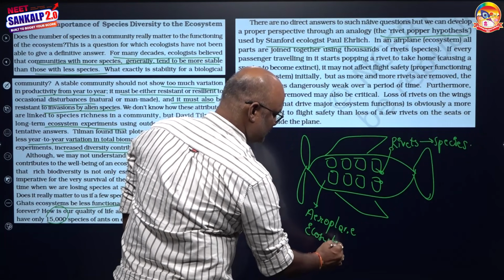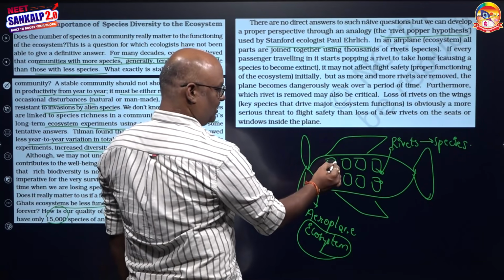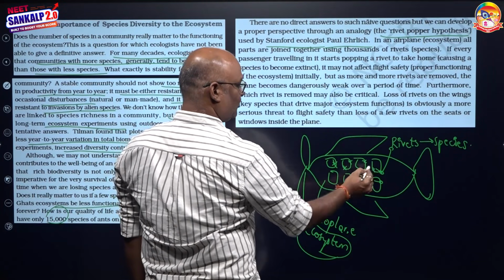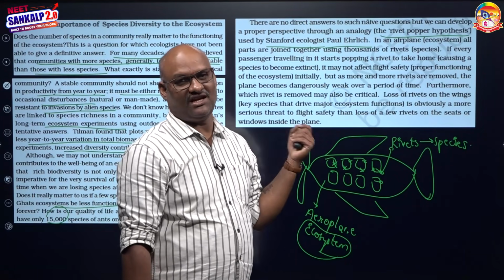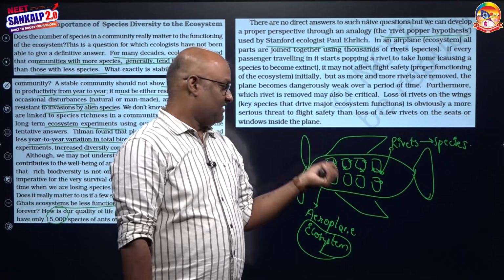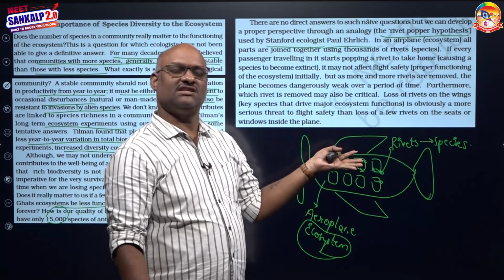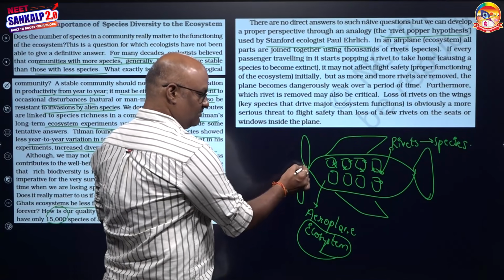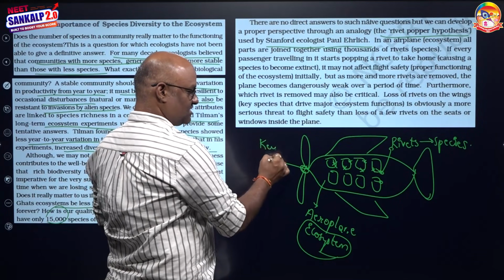Now, if the passengers traveling in the aeroplane remove some of the rivets from the shades, then okay, no problem, because removing those rivets will not damage the flight safety. But if the passengers continuously take all the rivets from the shades, then they may damage it. But if some passenger removes a rivet from the propeller, this is a key species.